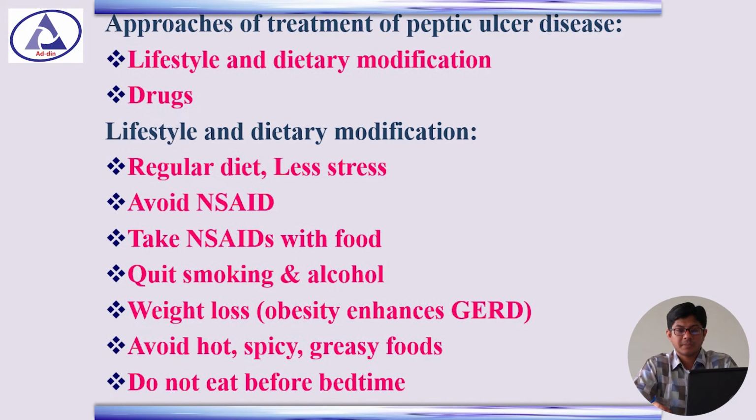Approaches to treatment of peptic ulcer disease: two modalities, lifestyle and dietary modifications, and drugs. Lifestyle and dietary modifications include regular diet, less stress, avoid NSAIDs, take NSAIDs with food, quit smoking and alcohol, weight loss, as obesity enhances gastroesophageal reflux disease, avoid hot, spicy and greasy foods, and do not eat before bedtime.